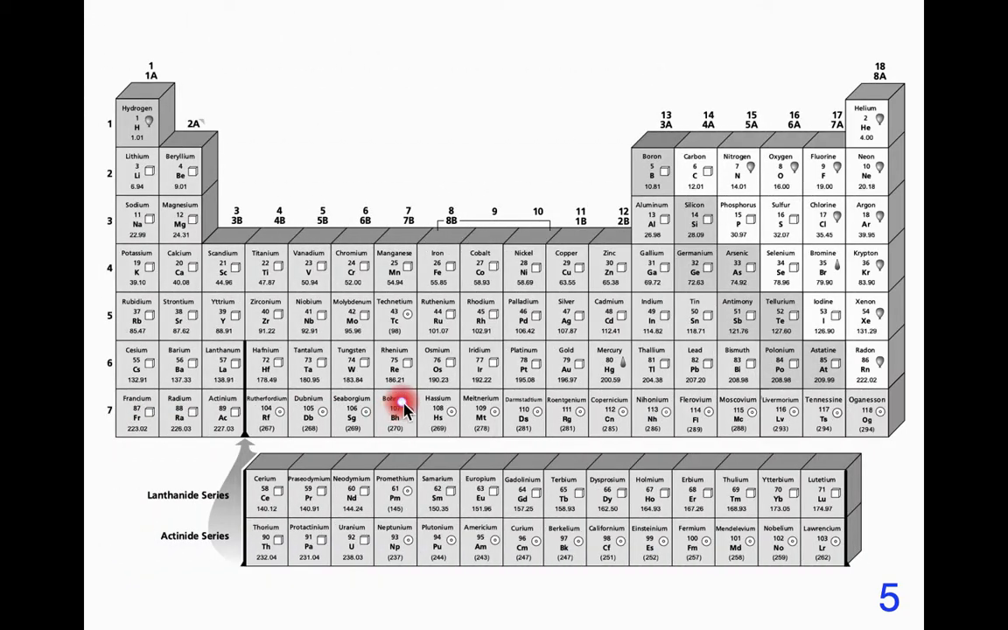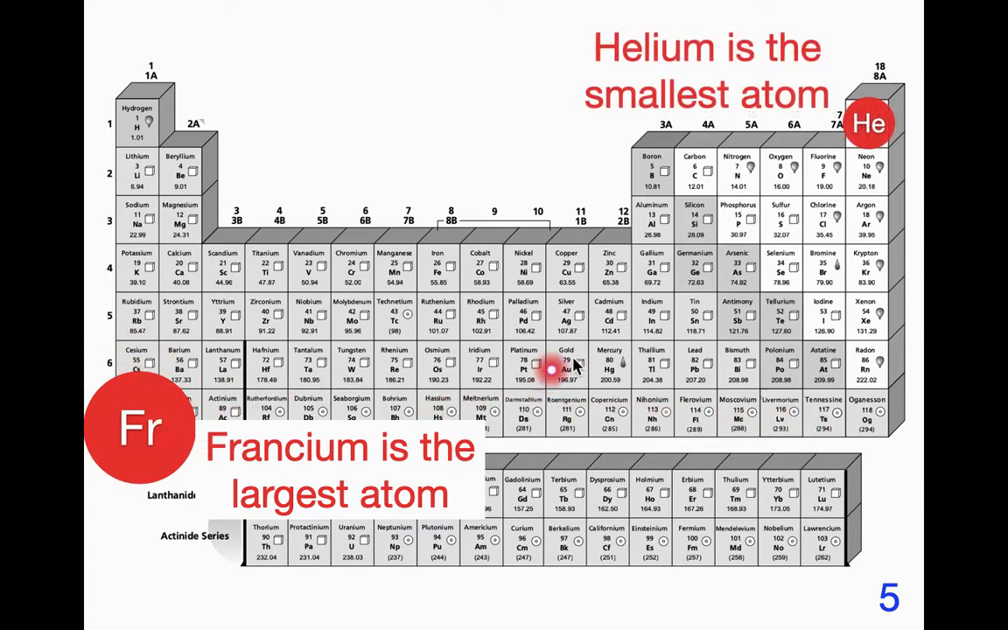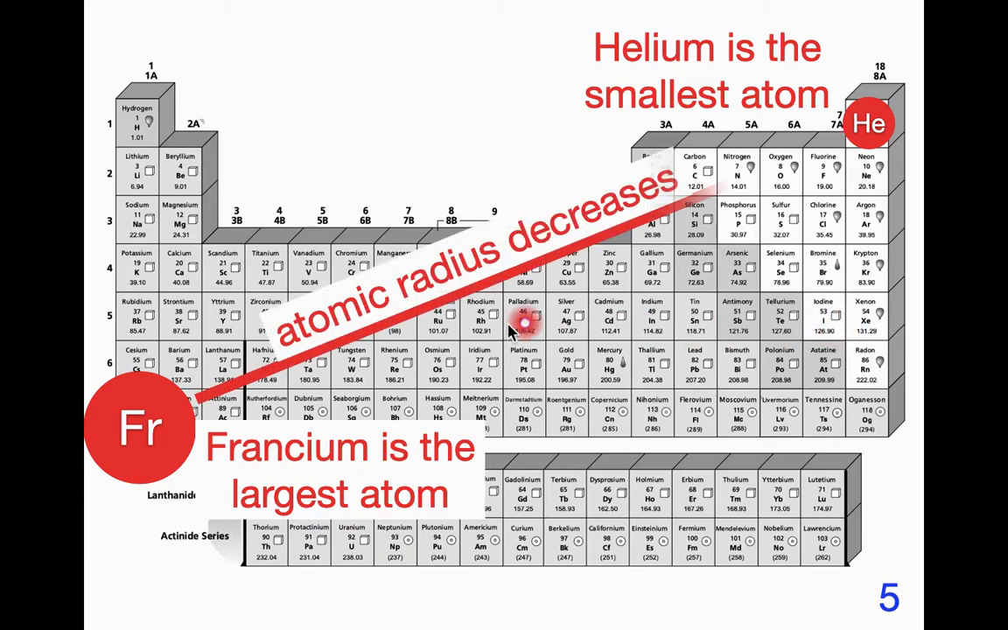Okay, now, a simple way of comparing is to look at the two extremes. Francium, down in the far left corner here, is the largest element. Remember, atoms get larger as you go down, smaller as you go across. So francium would be the largest. Conversely, helium would be the smallest. So as we go from francium to helium, the atomic radius gets smaller and smaller.